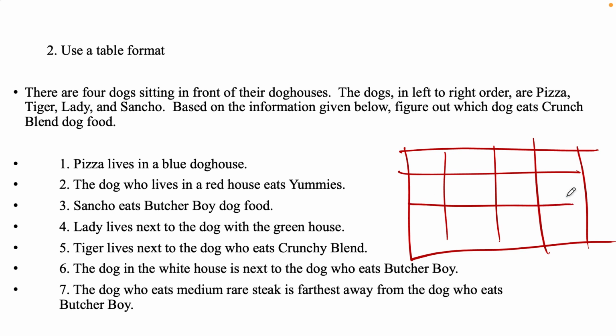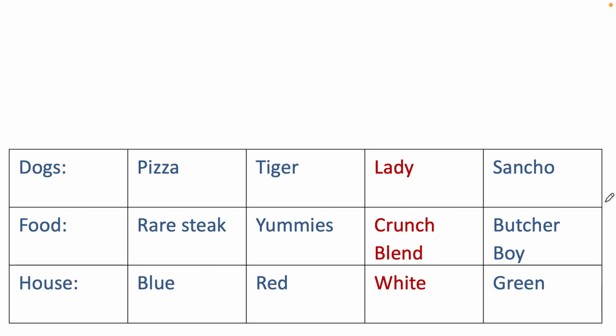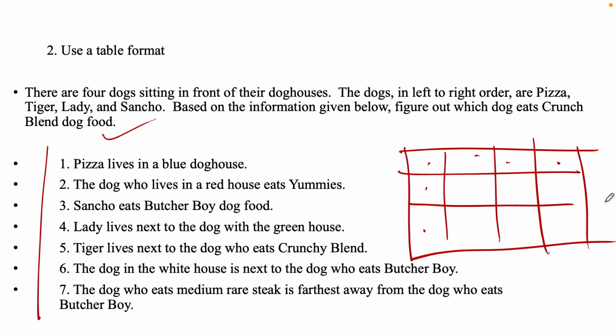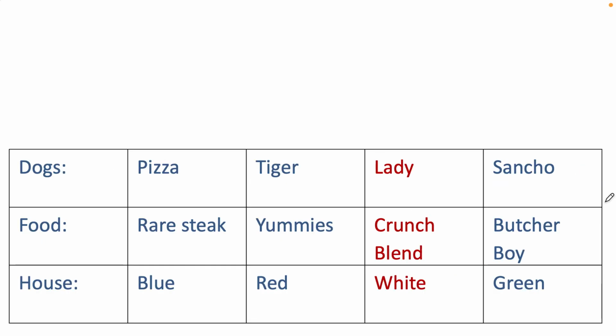You can pause and think of how do you figure out which dog eats Crunch Blend good dog food. To identify that, you have quite a bit of prompts, and you cannot just look at them and try to hold all the information in your short-term memory. You might just plug the information into a table and you will see. I'll just quickly show you the solution if this matches yours. So just do this first and then check the answers.